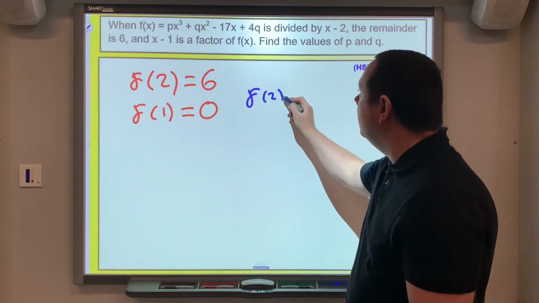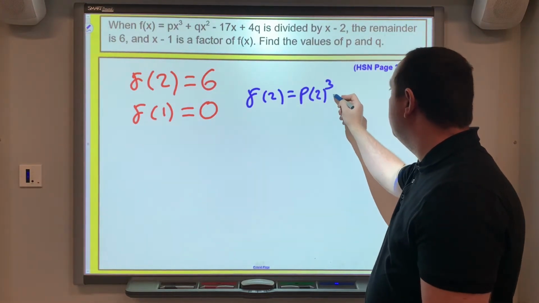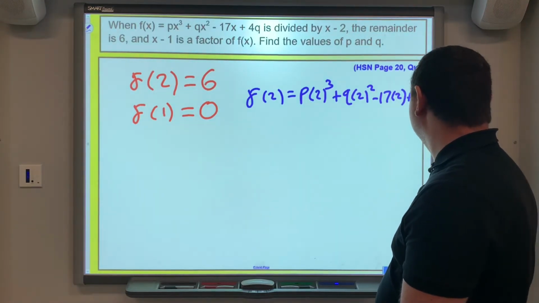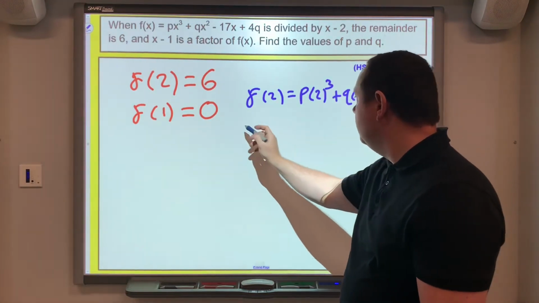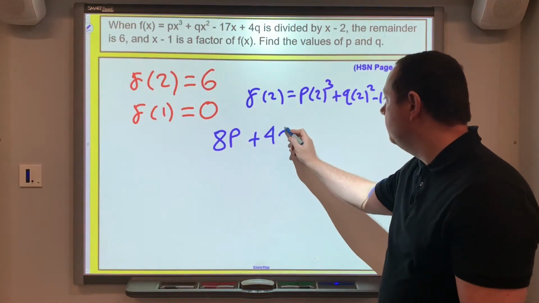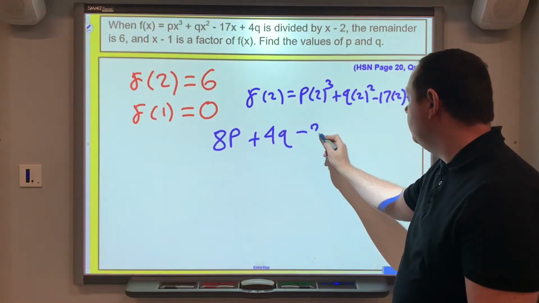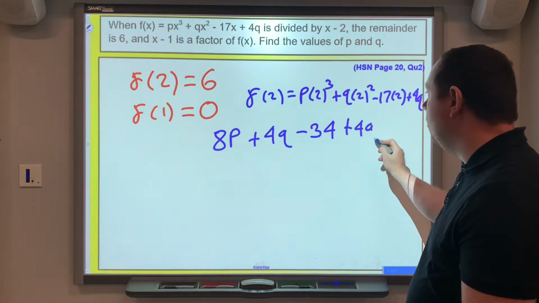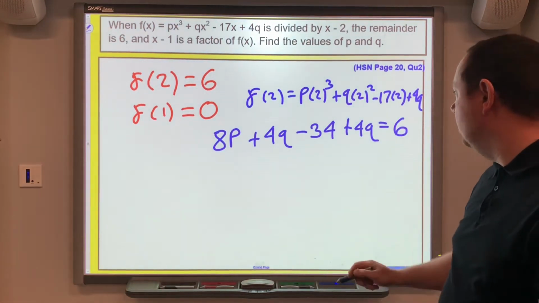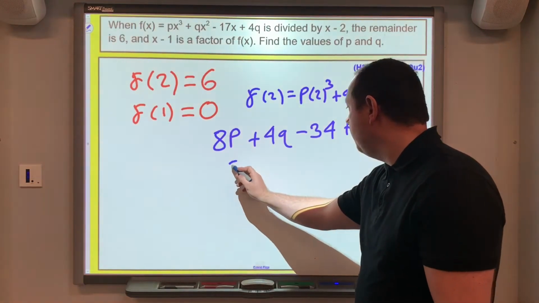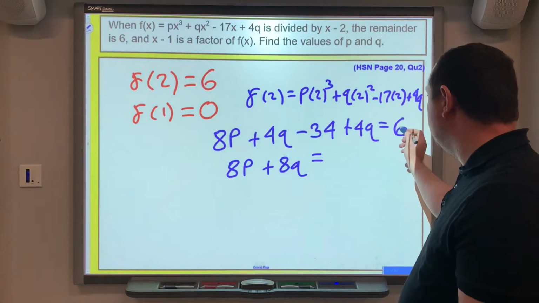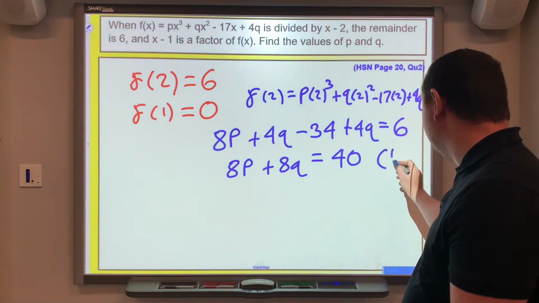F of 2 is just p times 2 cubed plus q times 2 squared minus 17 times 2 plus 4 cubed. So 2 cubed is 8, so that gives us 8p. 2 squared is 4, 4 cubed. 17 times 2 is 34, plus another 4 cubed. And we know that since that's f of 2, that equals a remainder of 6. So we set it up to equal 6. Tidying this equation up, collecting like terms, we get 8p plus 8q. Taking the 34 across the other side, that equals 40. There's equation 1 that we can solve.